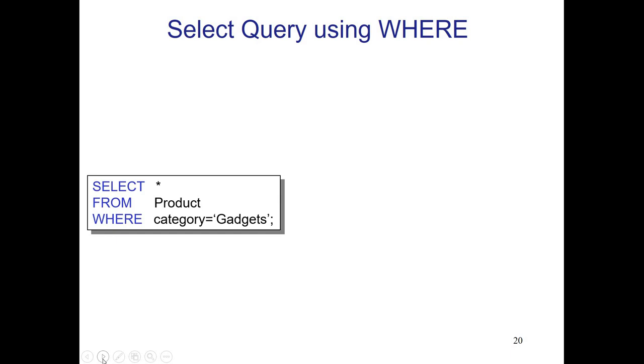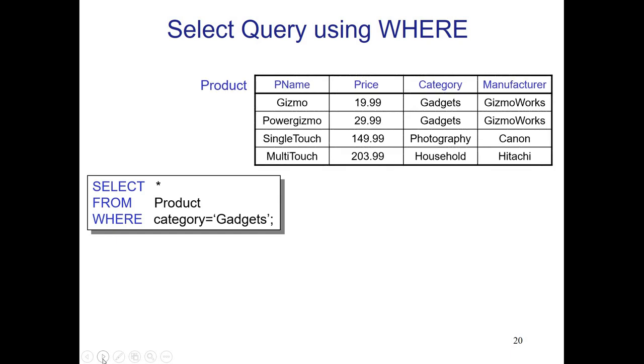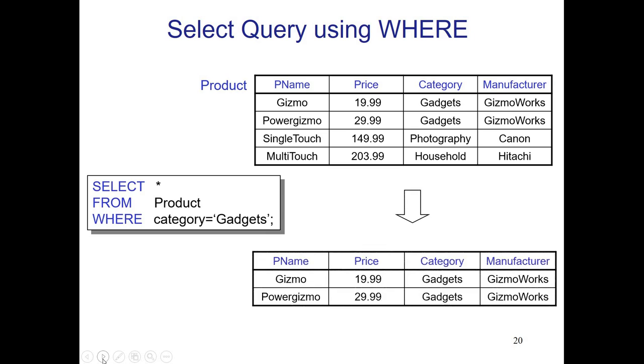You can also include where clause. The syntax is select asterisk from product where category is equal to gadgets. This particular query will display two records from the table product because the category is gadgets.